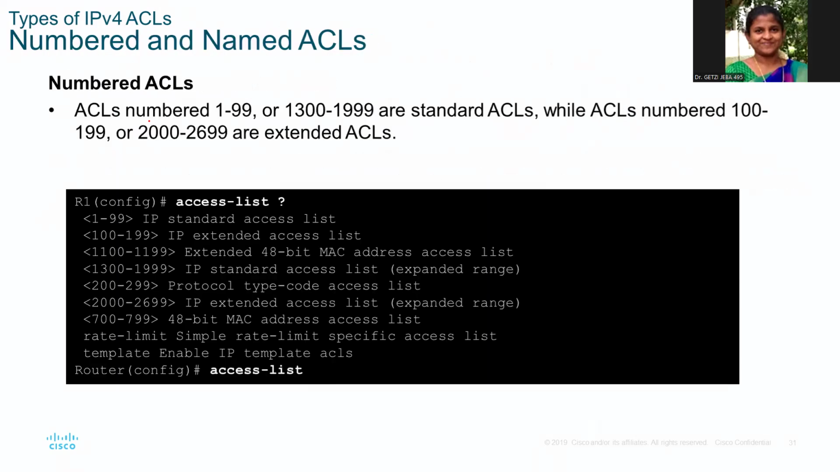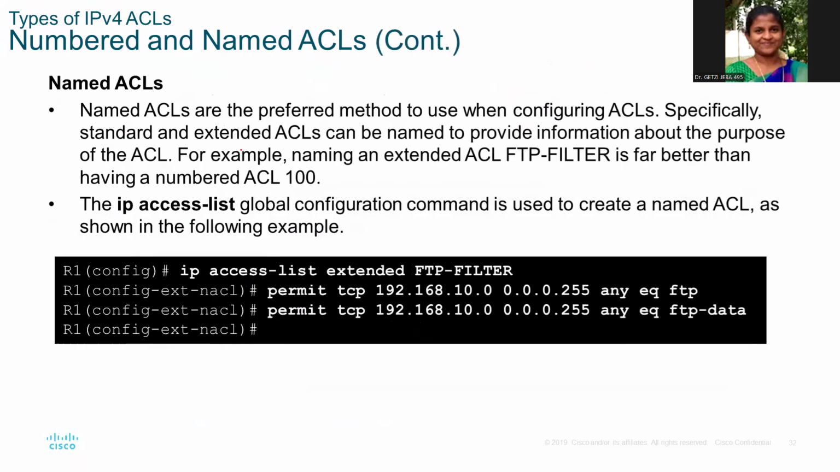There is also something called named ACL and numbered ACL. Numbered ACL 1 to 99 and 1300 to 1999 is used for standard. 100 to 199 and 2000 to 2699 is used for extended ACL. Named means it will have some name, because a number does not have any significance. Say I say ACL 10, whether it is an FTP filter or SMTP filter or what it is, we don't know. So here we have created an FTP filter. A name is associated with the access control list, so it is very easy.